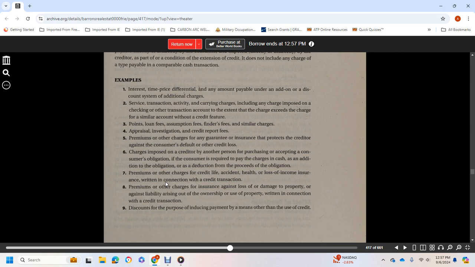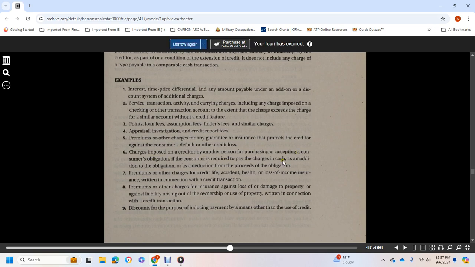1. Interest, time price differential, and any amount payable under an add-on or discount system of additional charges. Service, transaction, activity, and carrying charges, including any charge imposed on a checking or other transaction account to the extent the charge exceeds the charge for a similar account without a credit feature. Points, loan fees, assumption fees, finder's fees, and similar charges. Appraisal, investigation, and credit report fees. Premiums or other charges for guarantee or insurance that protects the creditor against the customer's default or other credit loss. Charges imposed on the creditor by another person for purchasing or accepting a consumer obligation.